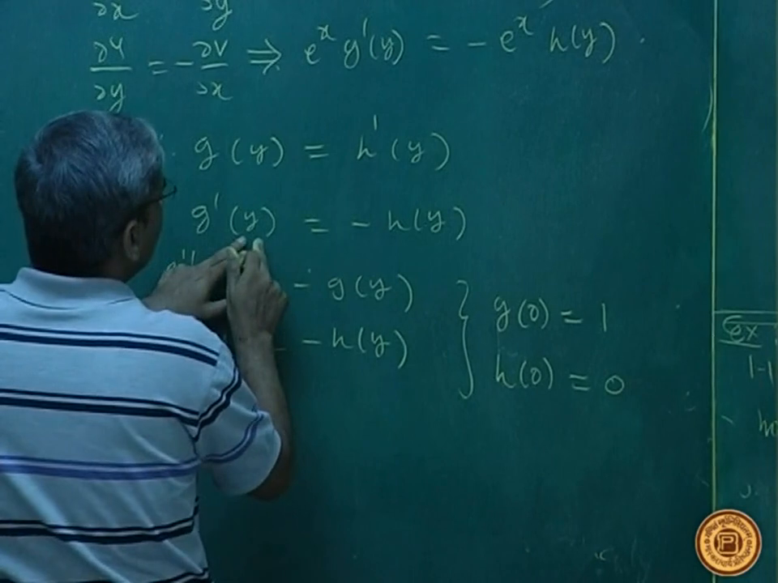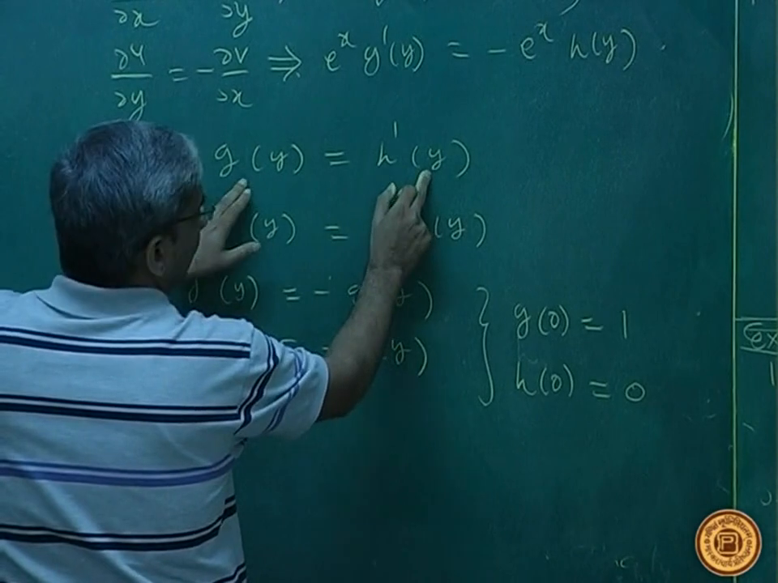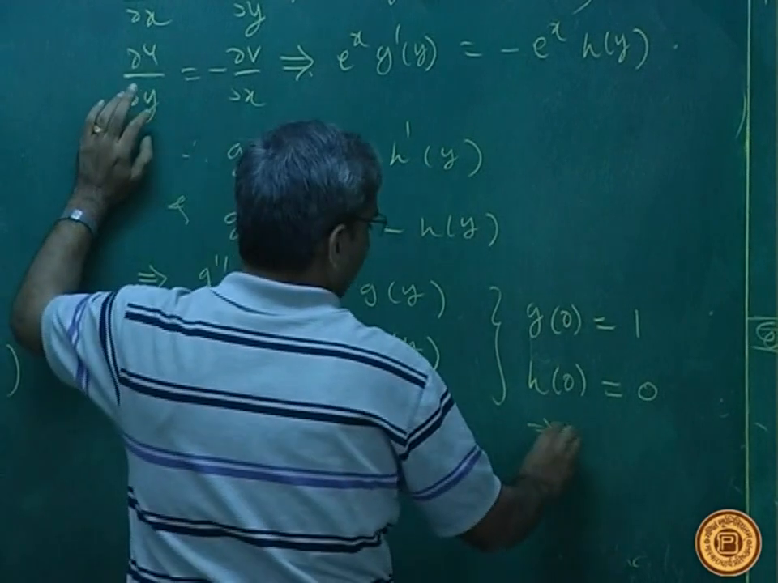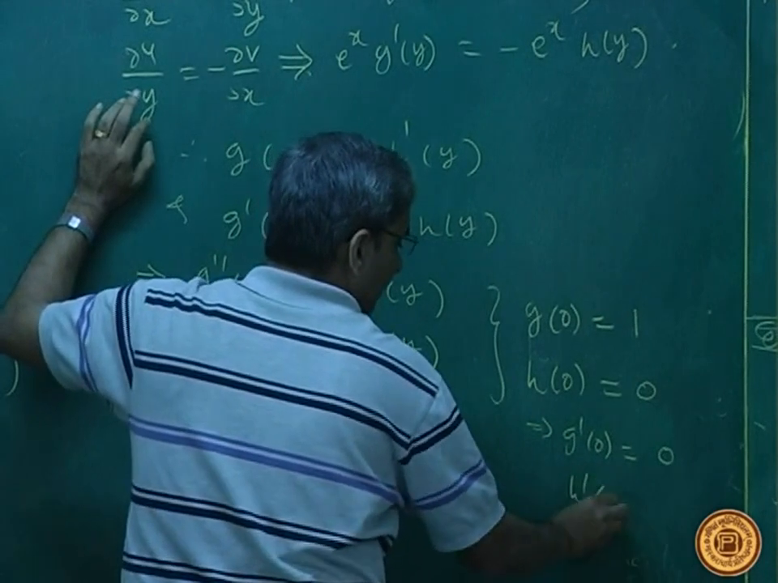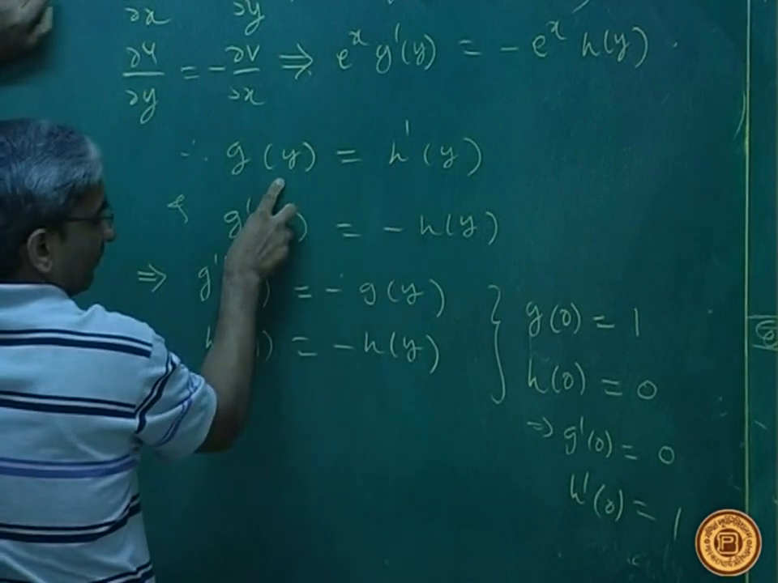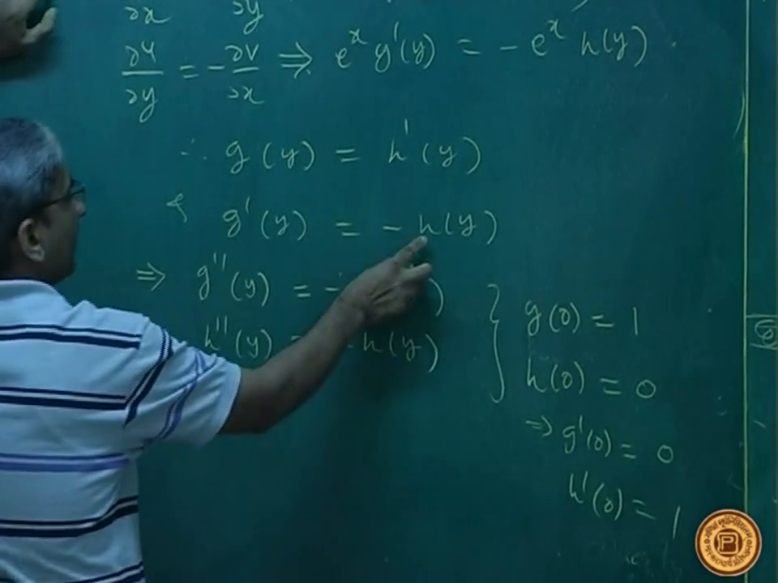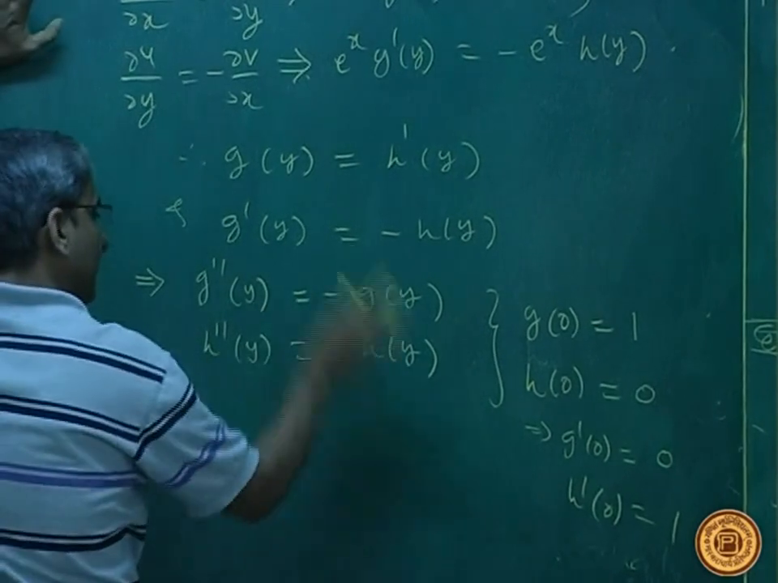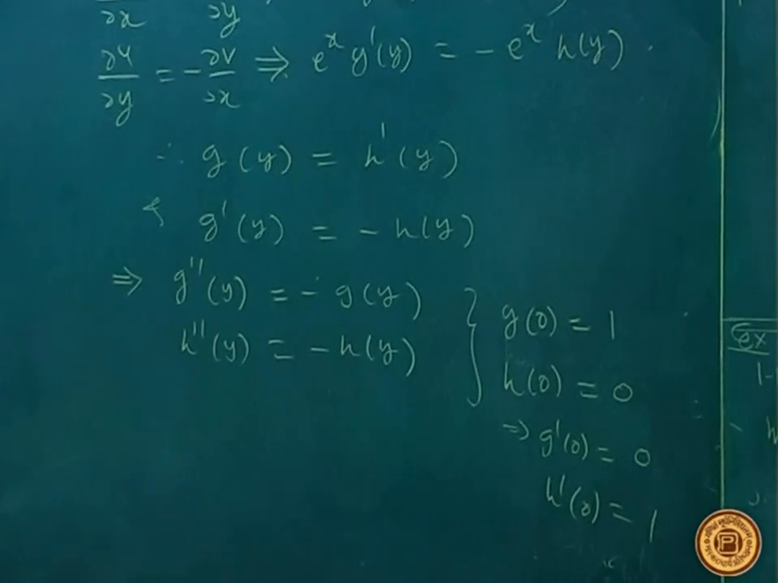Therefore g dash 0 is 0 and h dash 0 is 1 from this relation, because h dash 0 is g0, but g0 is 1, so h dash 0 is 1, and g dash 0 is minus h0, but h0 is 0, so g dash 0 is 0. Now with these initial conditions, these differential equations will have a unique solution by the theorem on existence and uniqueness.